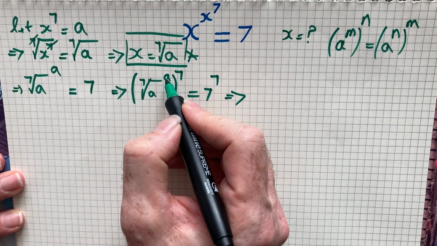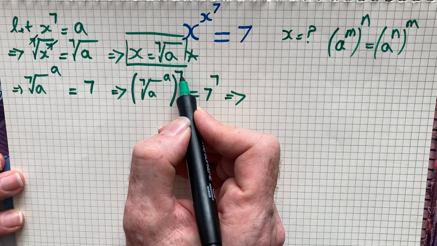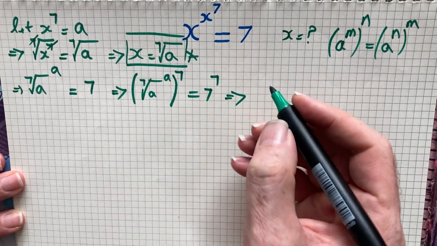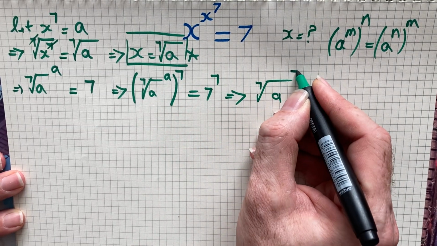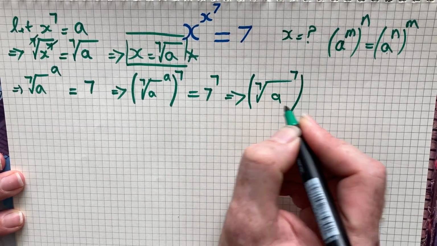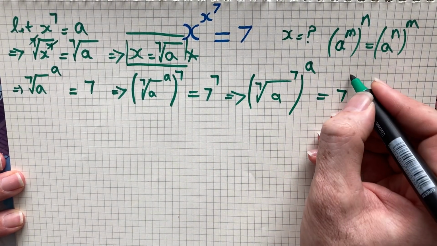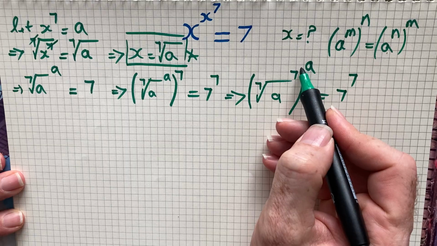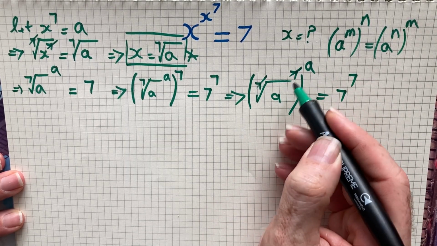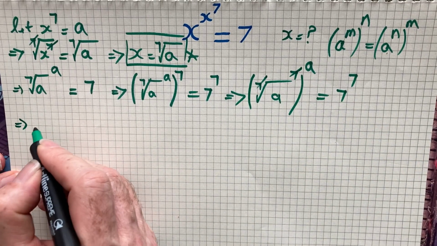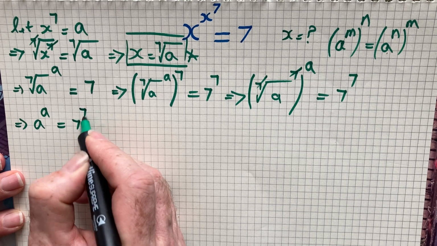Left hand side, based on this rule, I'm gonna change the place of this exponent and rewrite this left hand side in the form of root 7 of a raised to the 7, then to the power of a. This is left hand side, right hand side 7 to the power of 7. This 7 as exponent and this 7 as root can be cancelled out. So what is left hand side? A raised to the power of a. Let me write it here, a to the power of a. Right hand side 7 to the power of 7.